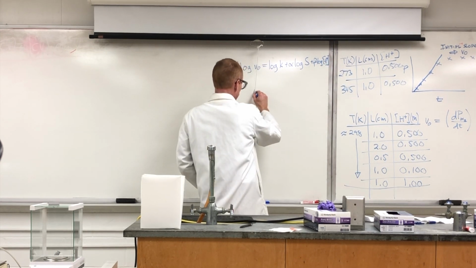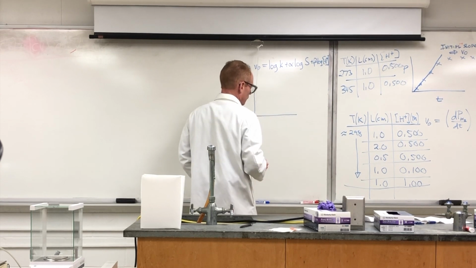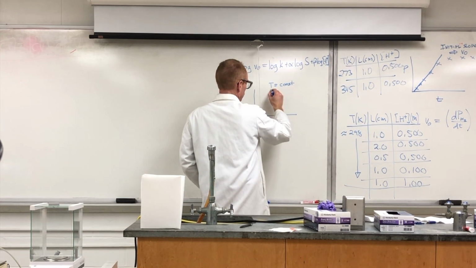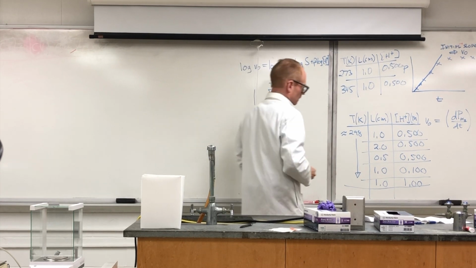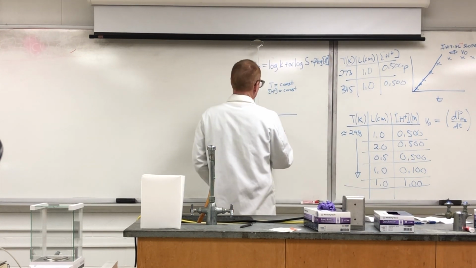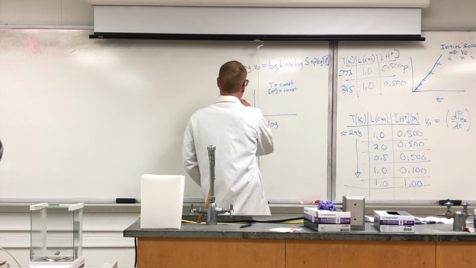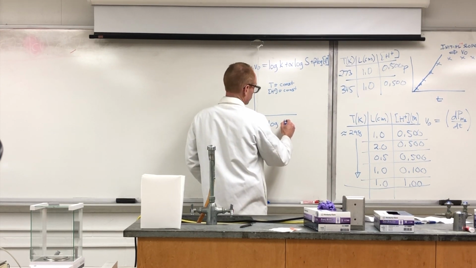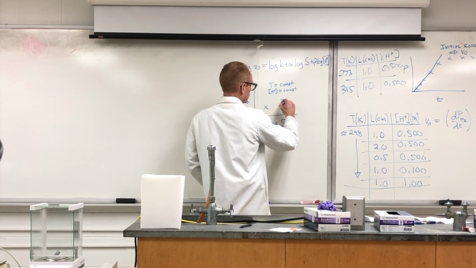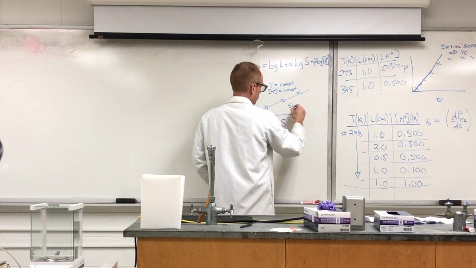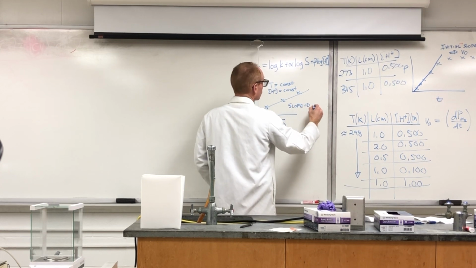If you look at the first case where temperature is the same and your proton concentration is the same, so these first 3 trials, if you were to plot the log of your initial rate versus the log of your surface area, these 3 points should fall into a straight line, and from the slope of this straight line you get alpha.